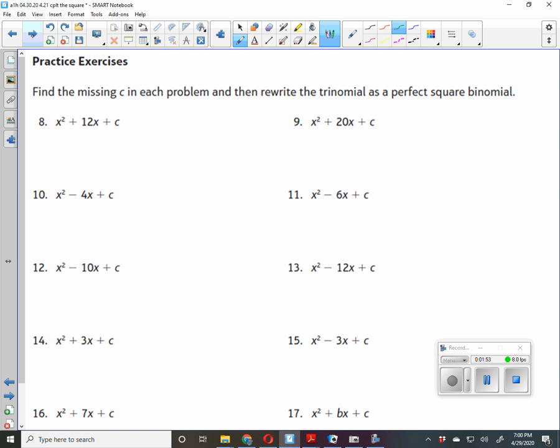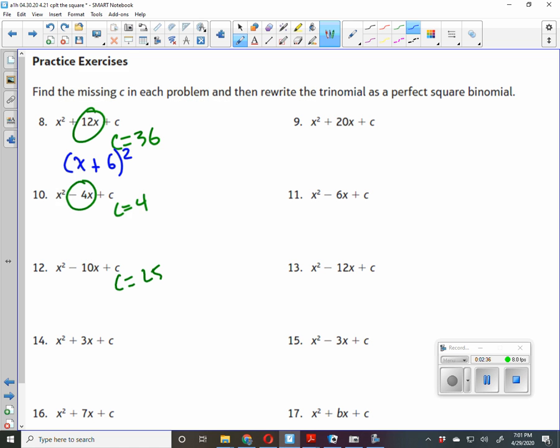So simply put, on lesson 21, we're looking at completing the square. You complete the square simply by taking half that middle term squared. So C in this case should be 36. Half the middle term squared. C equals 4. Half the middle term squared. C equals 25.